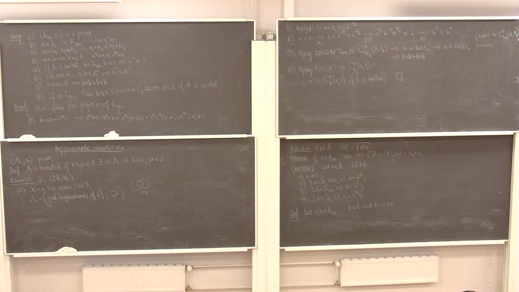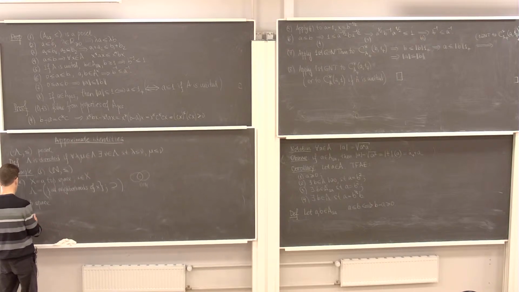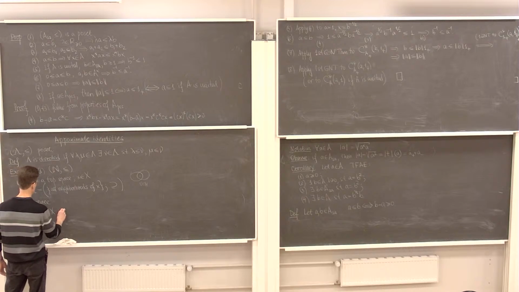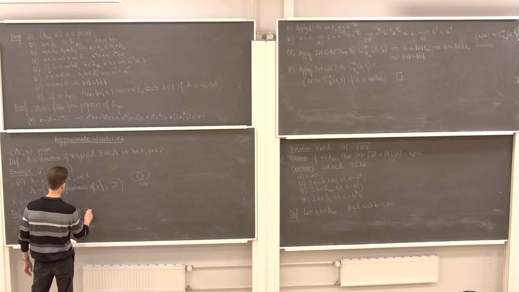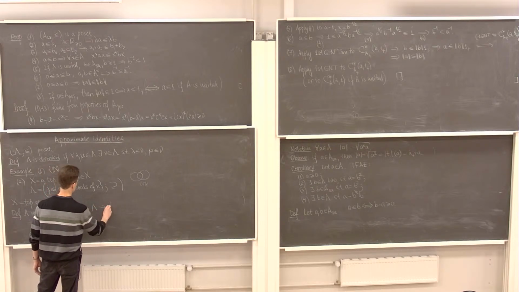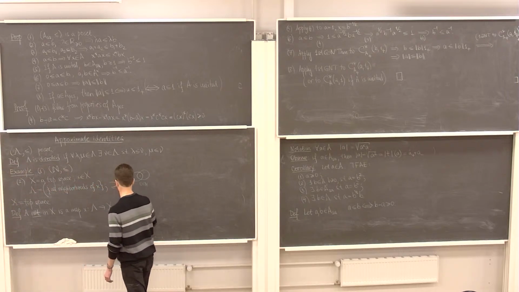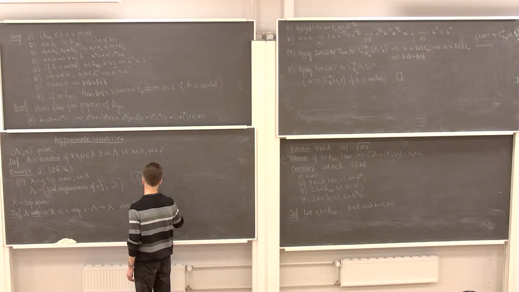Okay, now let's introduce nets in topological spaces. So from now on, we assume that X is a topological space. By definition, a net in X is an arbitrary map, little x, from lambda to X, where lambda is a directed poset.